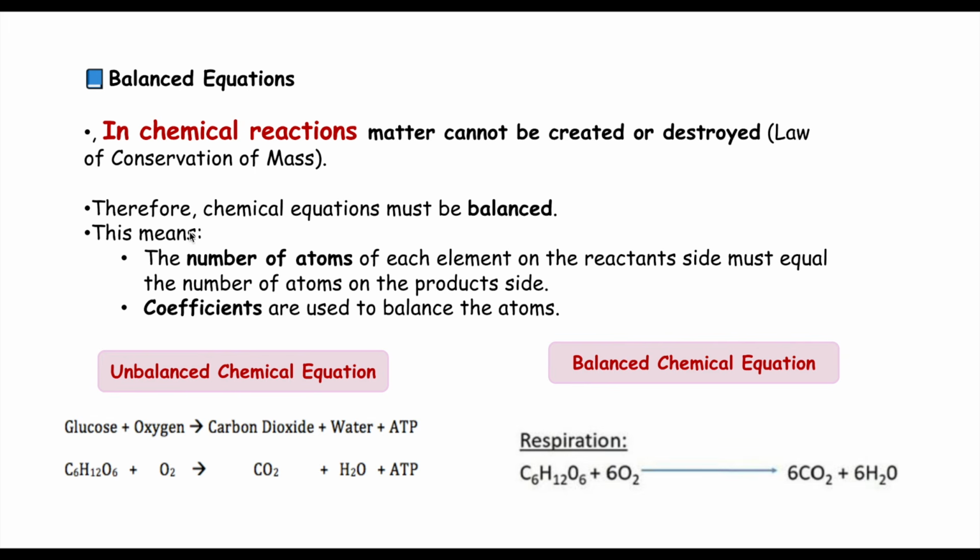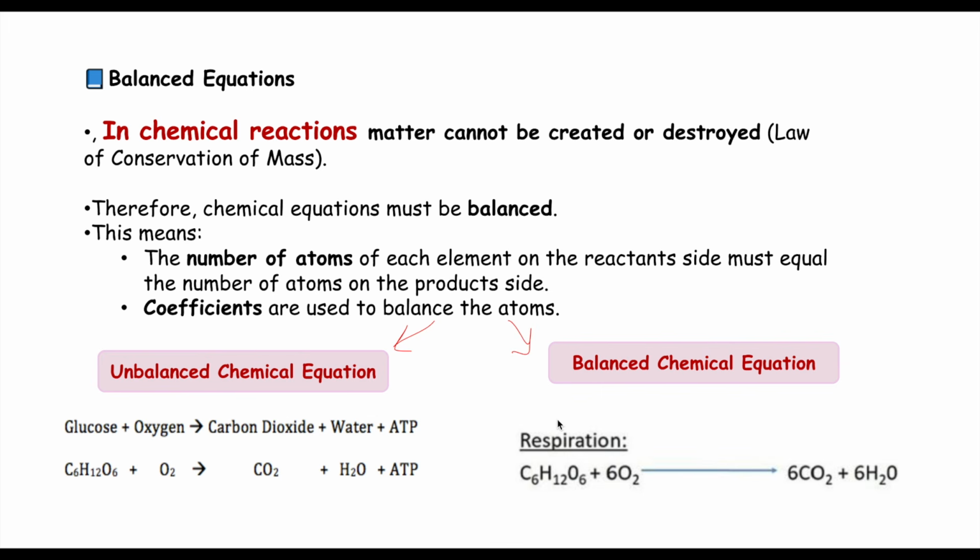And here is the same example that I was talking about. In a chemical reaction, we all know we should apply the law of conservation of mass. What does that mean? The number of atoms of each element on the reactant side here should equal the number of atoms of each element on the product side.